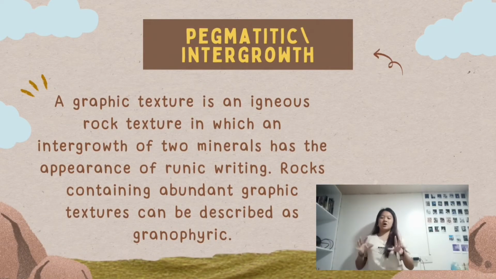Pegmatic or intergraph. A graphic texture is an igneous rock texture in which an intergrowth of two minerals has the appearance of runic writing. Rocks containing abundant graphic textures can be described as granophyric. Simultaneous crystallization of phases from a silicate melt in the presence of a hydrous fluid phase has been proposed as the source of graphic textures.